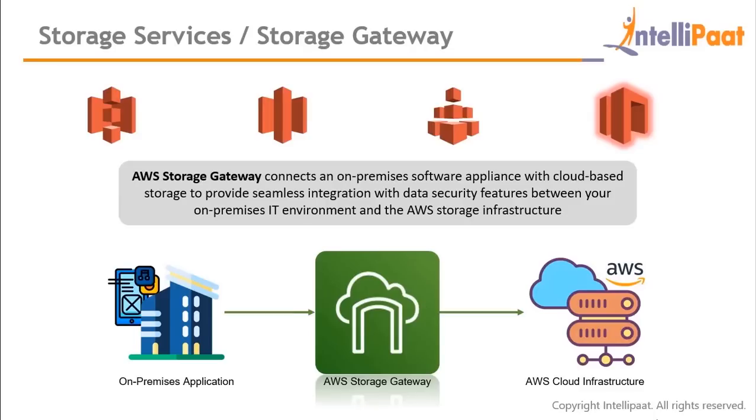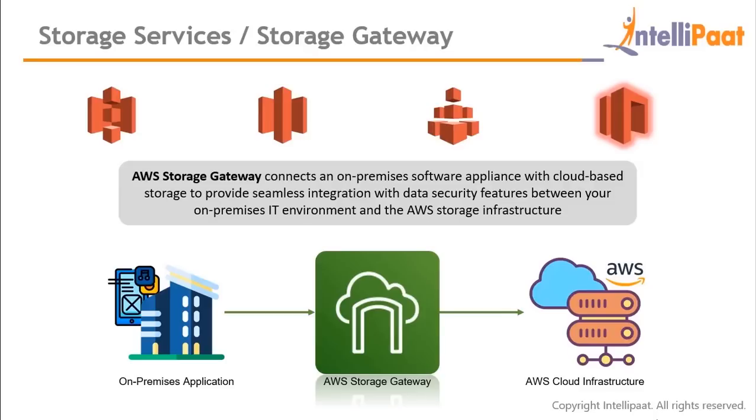AWS cloud infrastructure. So whenever an on-premise application opts for AWS cloud infrastructure services, AWS Storage Gateway leads the way. What it does is, it gives a seamlessly easy integration with data security features between both the on-premise IT environment and the AWS storage infrastructure. So this is all about the storage service domain.